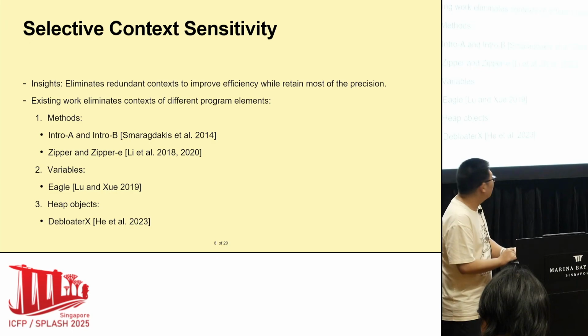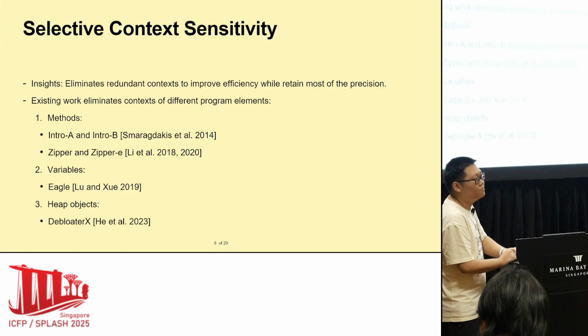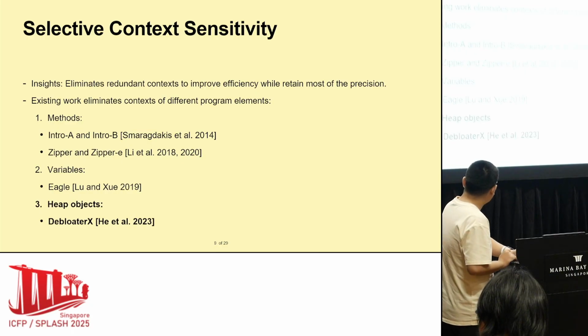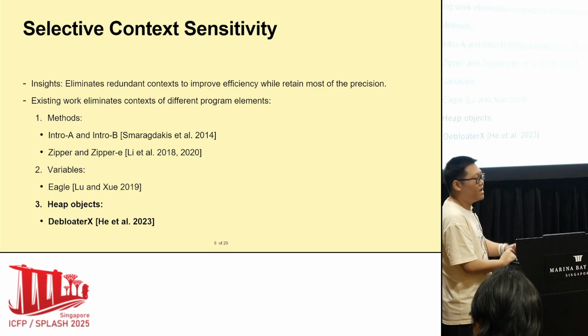Existing work tries to eliminate the contexts of different program elements, such as methods, variables, and heap objects. Among them, the application on heap objects demonstrates an extremely high efficiency gain with little precision loss.